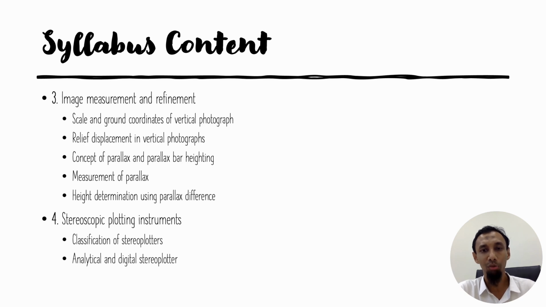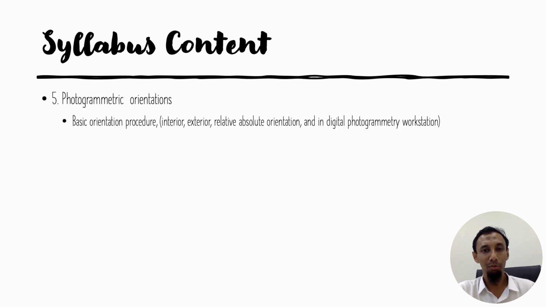And then the third topic is about image measurement and refinement. We'll cover scale, how to calculate the scale, and relief displacement, what relief displacement is, how it works, and how to calculate it. Then the concept of parallax and parallax bar heighting, which we will learn in the lab session, and measurement of parallax, height determination using the parallax difference. Fourth is the stereoscopic plotting instrument and classification of stereophoto and analytical and digital stereophoto. Fifth is photogrammetric orientation. We will cover interior, relative and absolute orientation in the photogrammetric session.